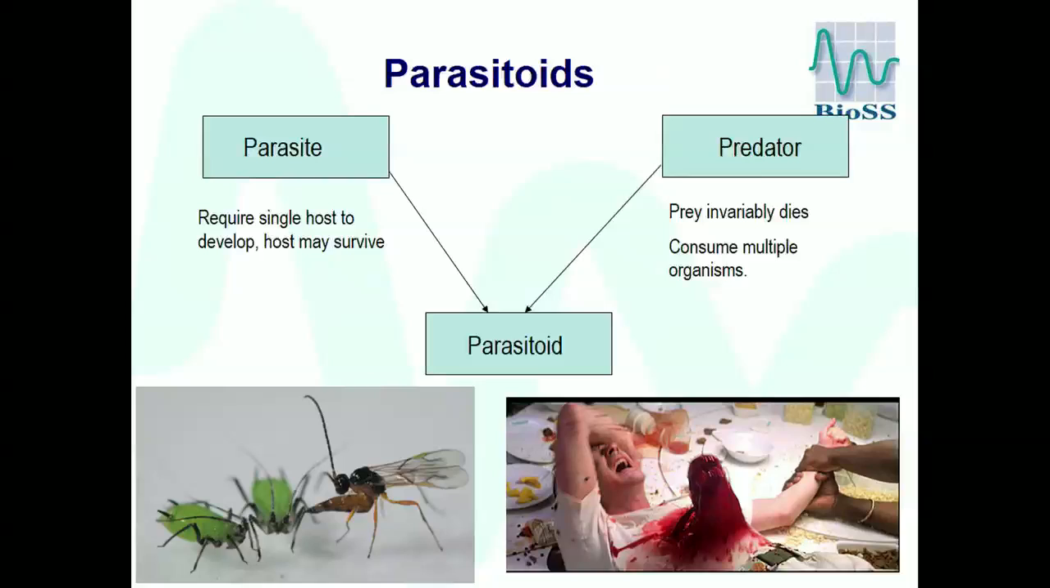And in parasites, well, we have lots of them. They can be symbiotes. We need them. We wouldn't survive without them. But they only need one of us to survive on. And in that case, the host may actually survive. You think about a predator, well, the prey invariably dies as a result of the interaction with it. But a predator will tend to consume multiple organisms.